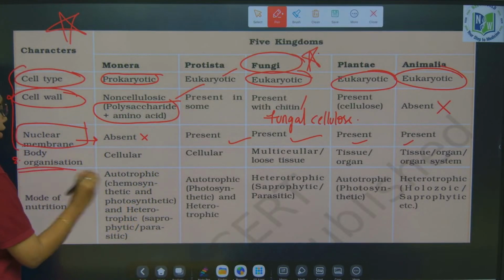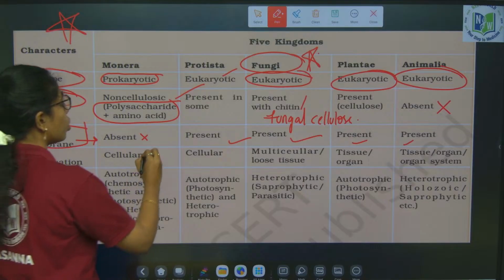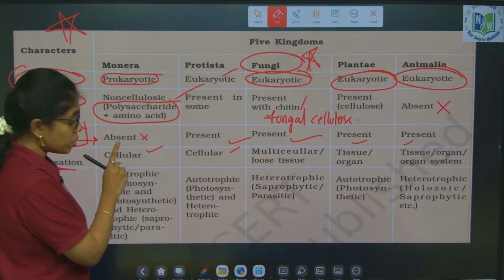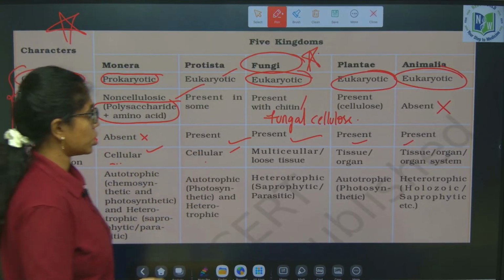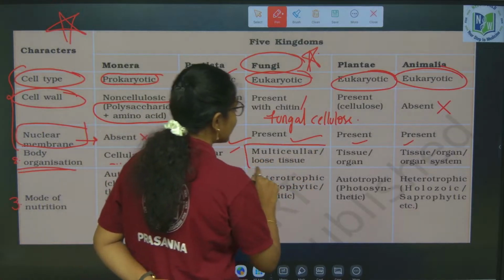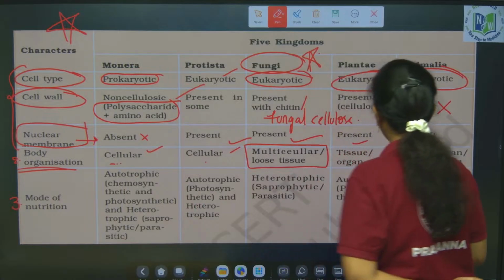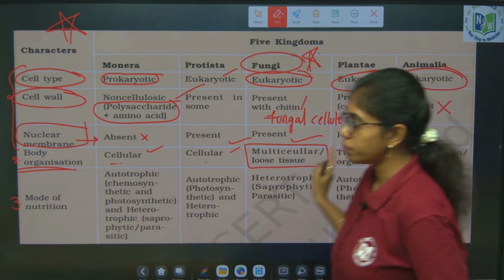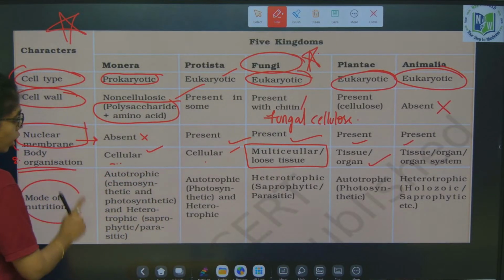Next comes the body organization. Cellular type of body organization is seen in both Monera and Protista. Cellular body organization in Monera is prokaryotic, and in Protista it is eukaryotic cellular organization. In fungi, this is multicellular and it has loose tissue. Plantae, tissue and organ type. Animalia, tissue, organ and organ system type. Next, mode of nutrition.